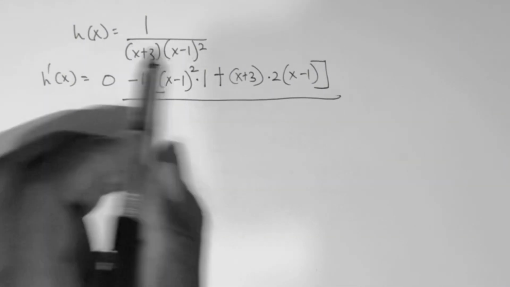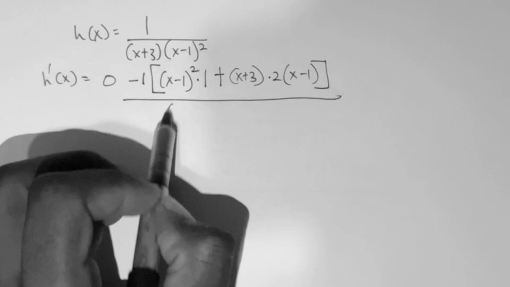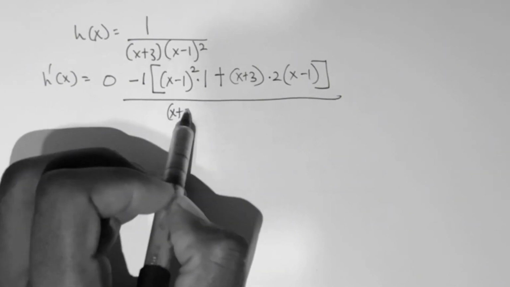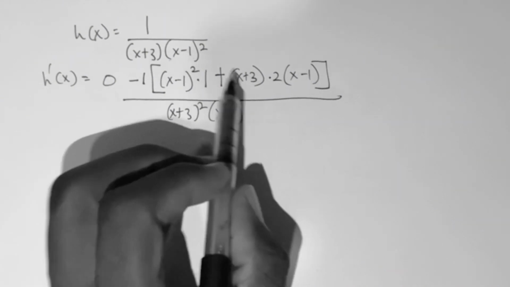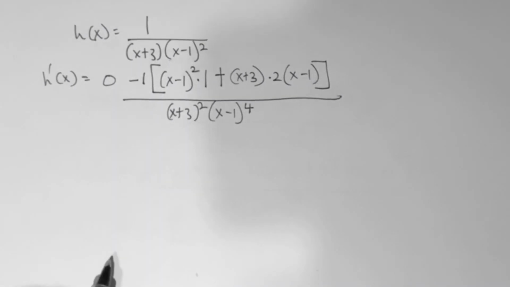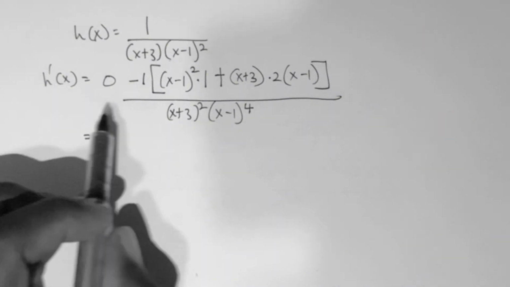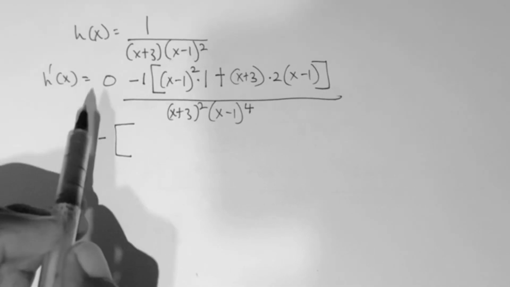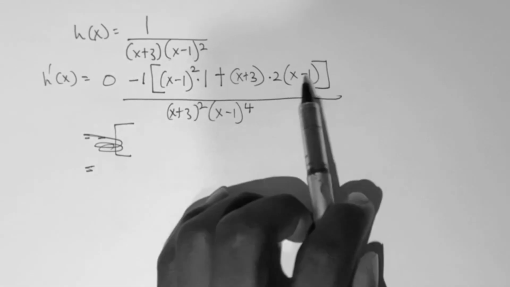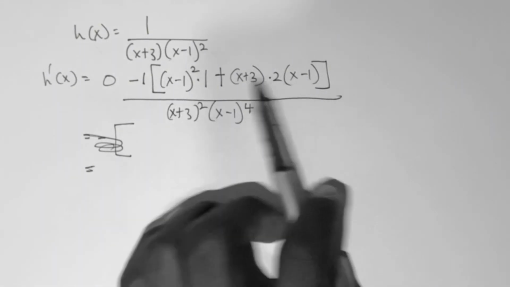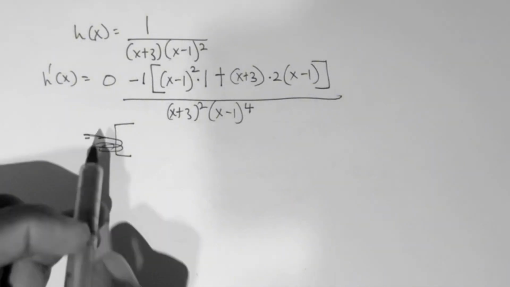All divided by the square of the denominator, which is (x + 3)², then times ((x − 1)²)², which becomes exponent 4. So this is equal to minus. Now what we can do in this case is factorize (x − 1), since it appears in both terms.